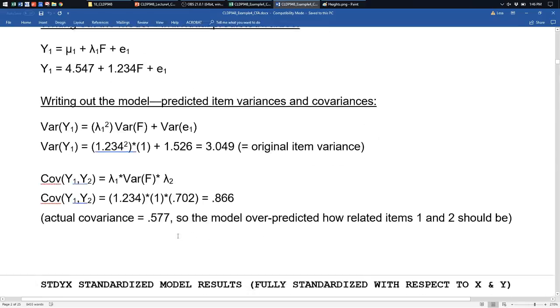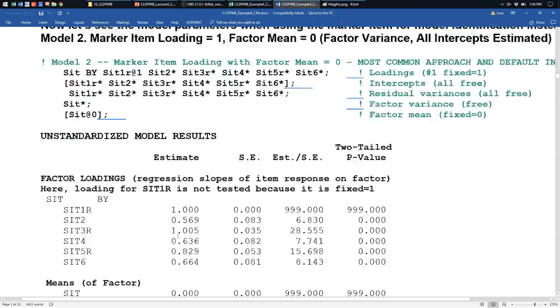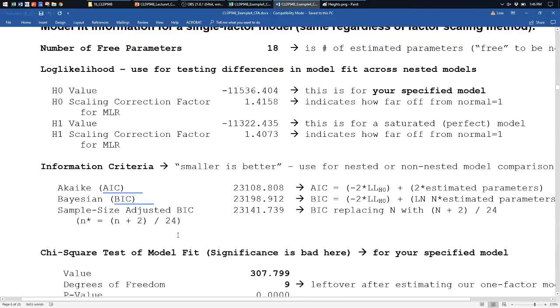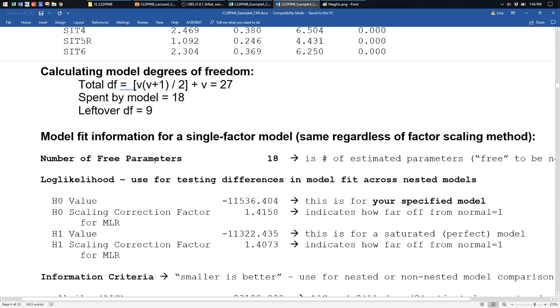So then we looked at the solutions. We've done that a few times, focusing on whether or not we have fit. This is page 5, 6, top of 6. Number of free parameters, that's the number of estimated parameters, meaning free to not be 0. It's 18 because we have 6 items, and each item has 3 parameters: intercept, loading, residual.